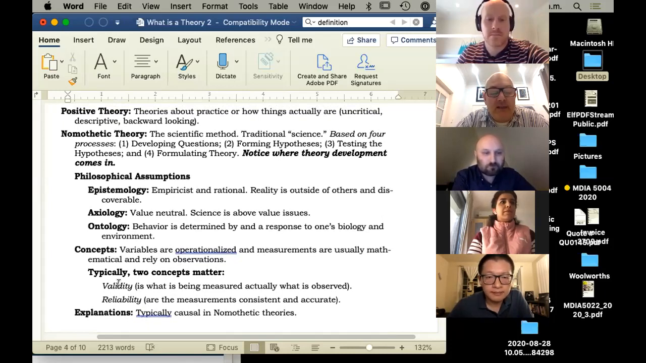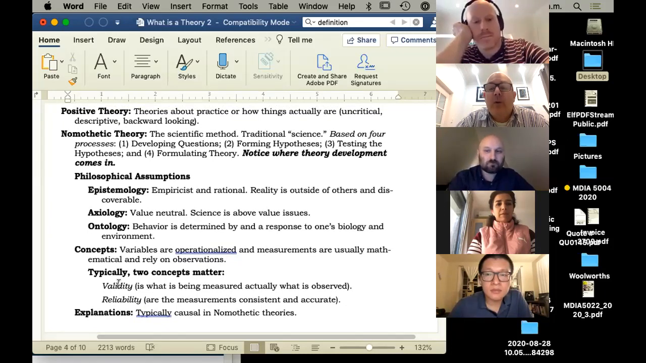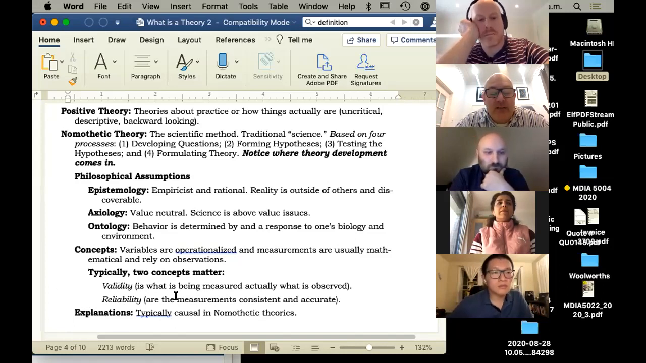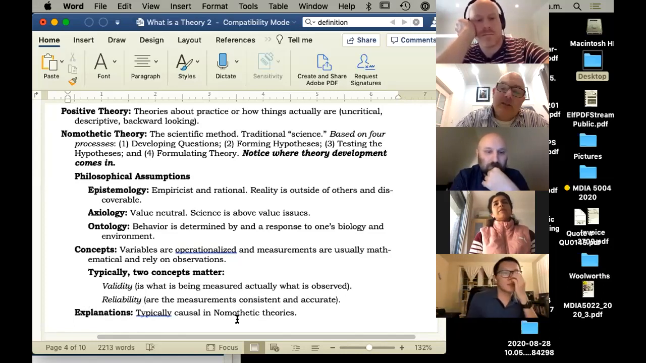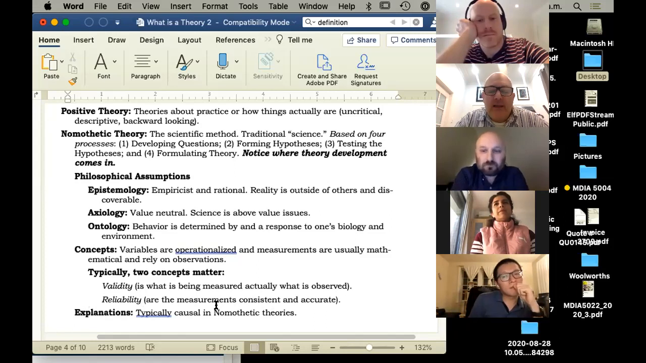But validity and reliability, those are the two questions we were told we had to worry about. So is it valid and is it reliable, and can we replicate it, and are we finding what we think we're finding, and those kinds of questions. And then explanations tend to be causal. In nomothetic theory, this caused that; because this happened, this resulted. So that's our basic, if we apply those.